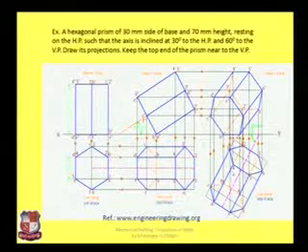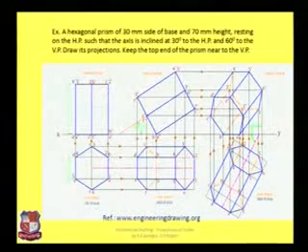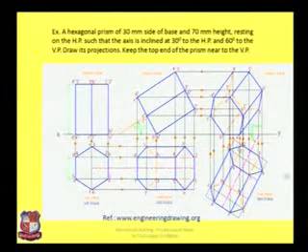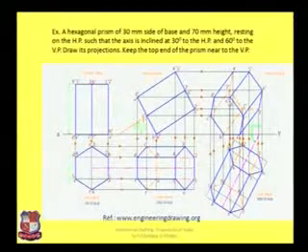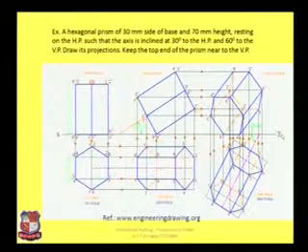Now if it is given that the top end of the prism is away from VP, in that case we have to draw this prism in another condition such that this 1, 2, 3, 4 should be away from the XY line and abcd should be nearer to the XY line. So in that case this abcd face will not be visible and the 1, 2, 3, 4, 5, 6 face will be fully visible to us.